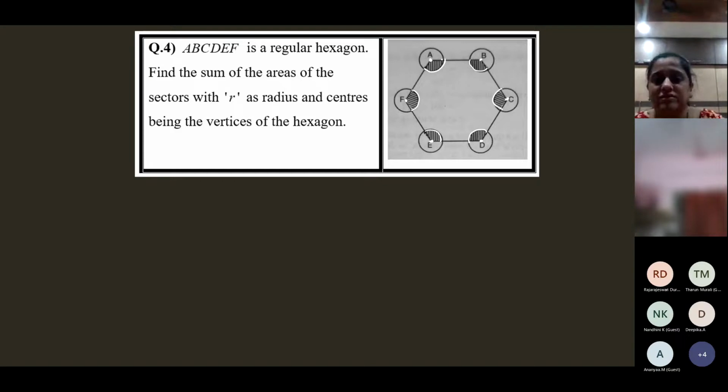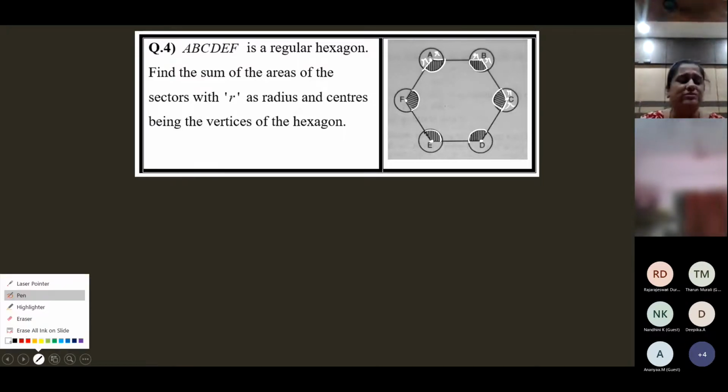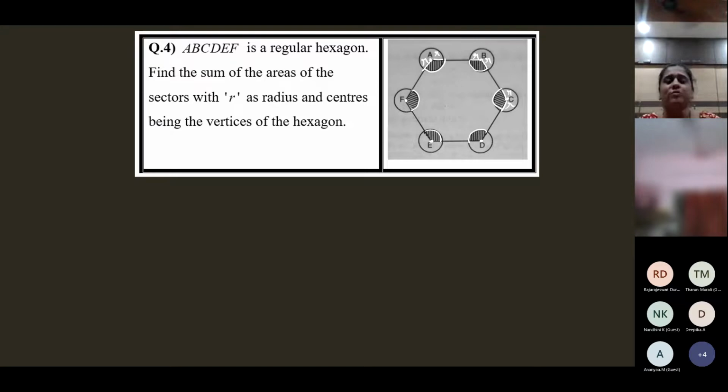What is the radius? Radius is R. It's given. Radius of the circle is R. Everywhere it is R. So the question is very simple. The question is to find how many sectors are there? 6 sectors. You should find the total of the areas of all the 6 sectors. That's all the question is.